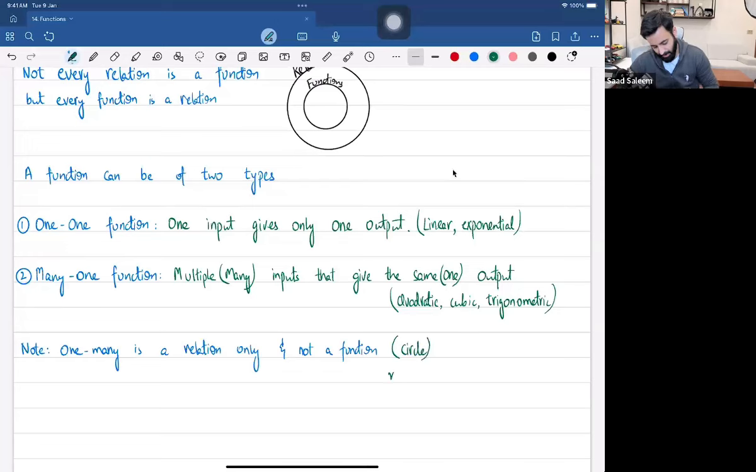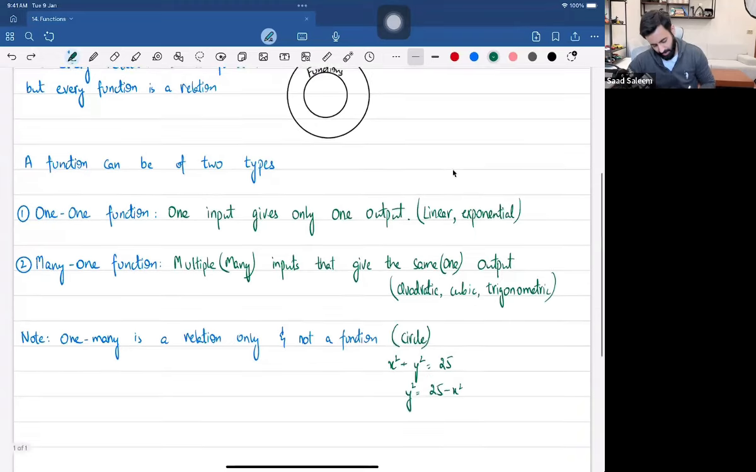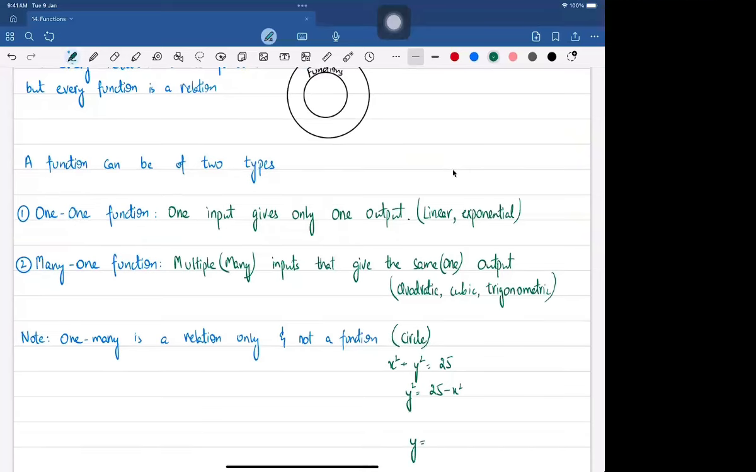So in a circle, if let's say you have x squared plus y squared, which is equal to 25, this, as we know, is the equation of a circle. Now, if I make y the subject, y is going to be 25 minus x squared. And once I make y the subject, because we have to take the square root on both sides.